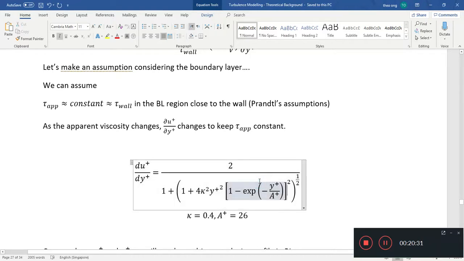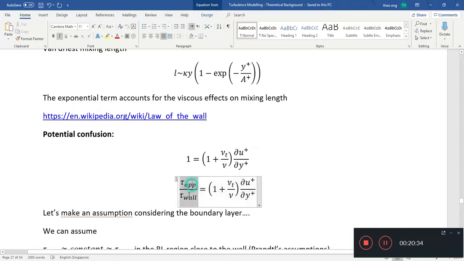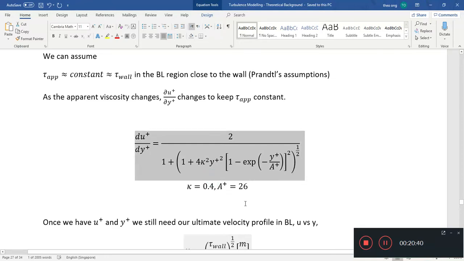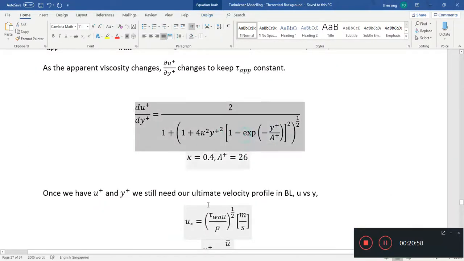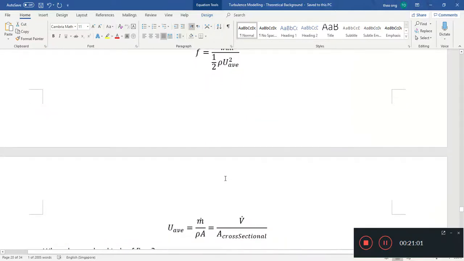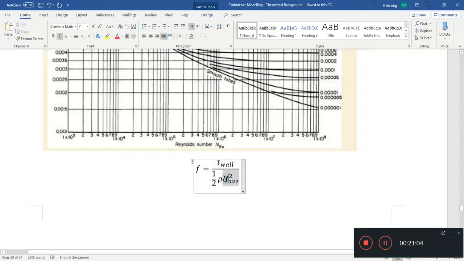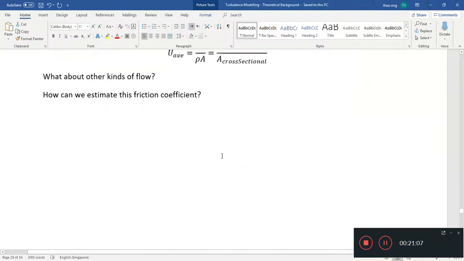This fits most experiments, and this is especially so for flows where we can assume this tau apparent is constant, then we can apply this one, and that applies for flat plate flows and, to some extent, duct flow as well. So this is actually pretty good for most boundaries. The only issue is to estimate the wall shear stress. Flat plate and duct flow have experiments, but how else can we estimate the wall shear stress? We can take a look in the next video.